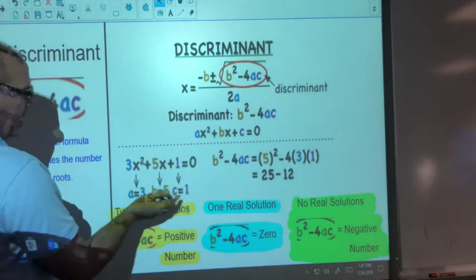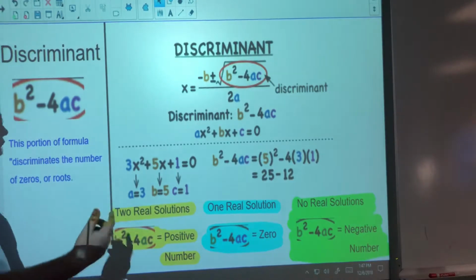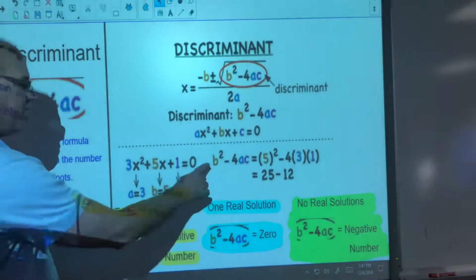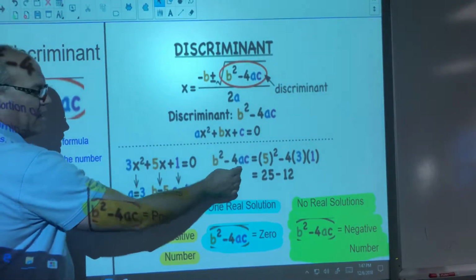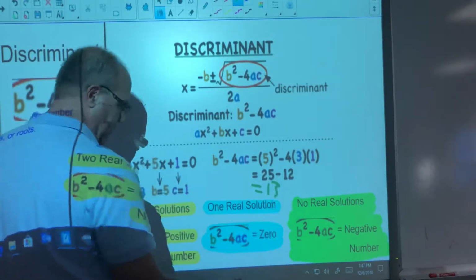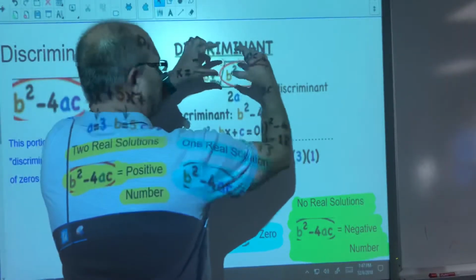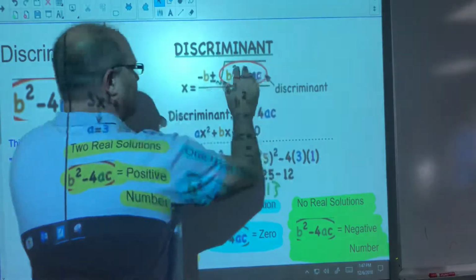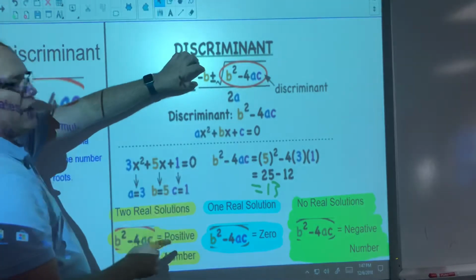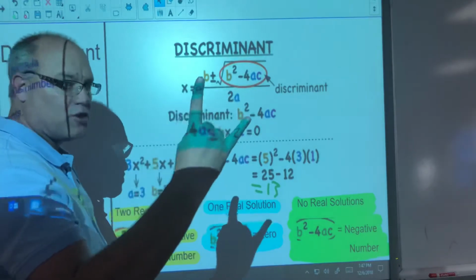So our example is here. We have 3x squared plus 5x plus 1 equals 0. Here are our a, b, c values. All we need to do is plug into b squared minus 4ac and get that number. So we substitute the values for b, a, and c, and we get 25 minus 12, so we end up getting 13. What does that 13 tell us? Well, 13 is the number under the radical. If the number under the radical is positive, you're going to have b plus and minus this number divided by this, so you're going to have two solutions.